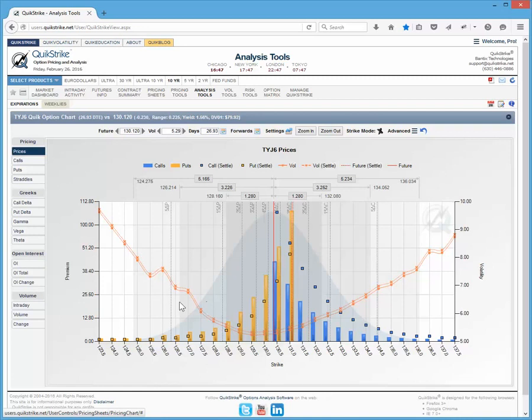Okay, so what else do we see on this chart? We also see the volatility curves. You see these in orange. So we have the current vol and then the settle vol. So we thought this was another great way to get a lot more information on a single page. So we're not only seeing prices, but change in the settlement, but also the change in volatility.